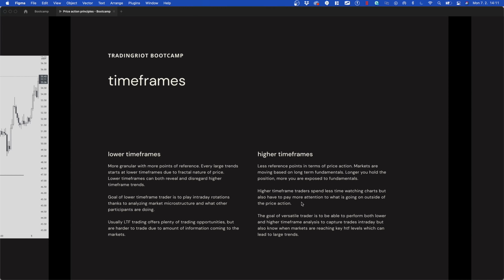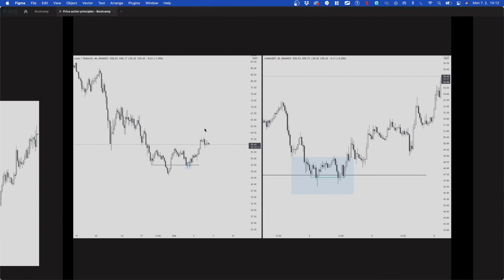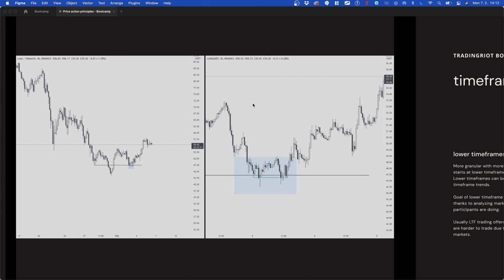Basically, the goal of a versatile trader is to be able to perform both lower and higher time frame analysis to capture trades intraday, but also know when markets are reaching key higher time frame levels, which can lead to large trends. This is a really important thing, and this is something where you want to be at the end of everything. Even if you are trading a 30-minute chart, but the market is coming into a level where you think it can rally for a longer period of time, you shouldn't really be trading.